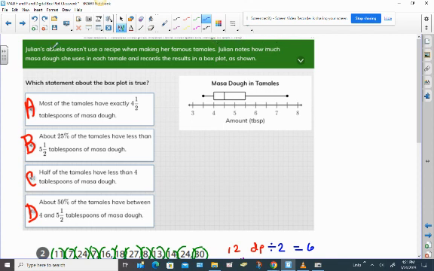Julian's abuela doesn't use a recipe when making her famous tamales. Julian notes how much mesa dough she uses in each tamale and records the results in a box plot as shown. Here it is. Which statement about the box plot is true?